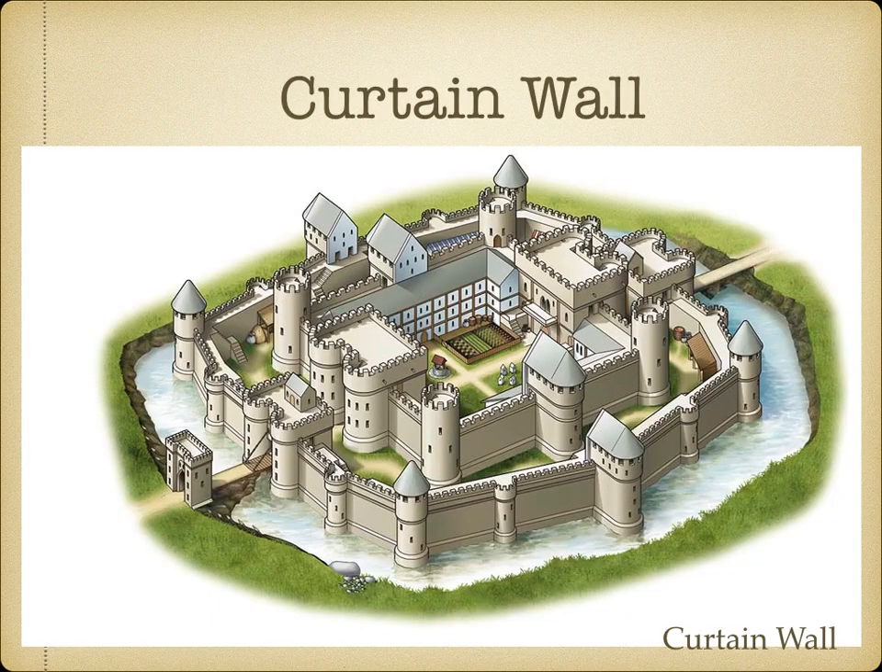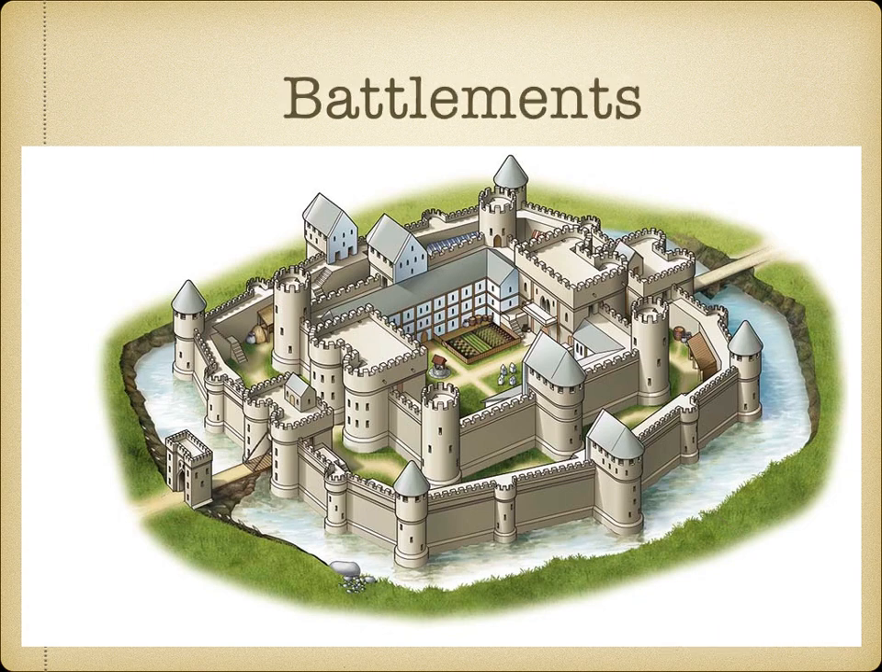The castle was then surrounded by a curtain wall, which would be a large stone wall. Along the wall, they would place battlements, which soldiers could walk along to keep surveillance on any approaching attacks. They could fire down on enemies, while the battlements also offered them protection to hide behind.